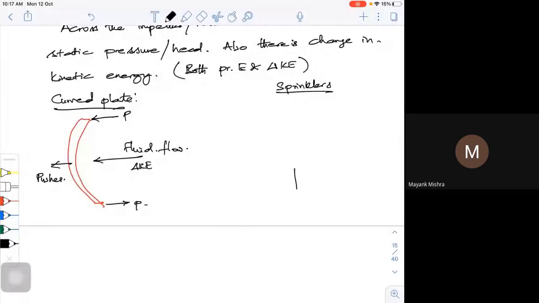This is what I can write, a simple sprinkler, something like this. You might have seen that there are flaps like this, one or two flaps will be there. The fluid will be coming out with some kinetic energy, so let us call it delta KE. Okay, fluid will be coming out.